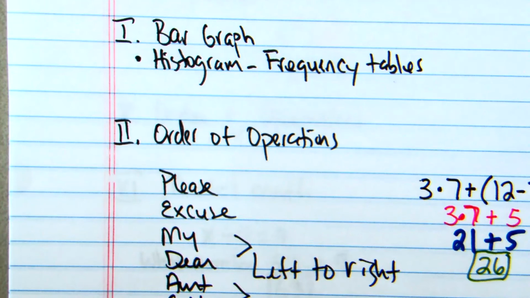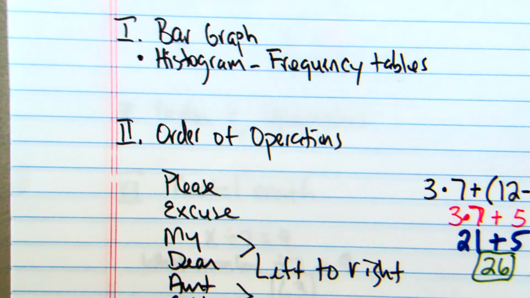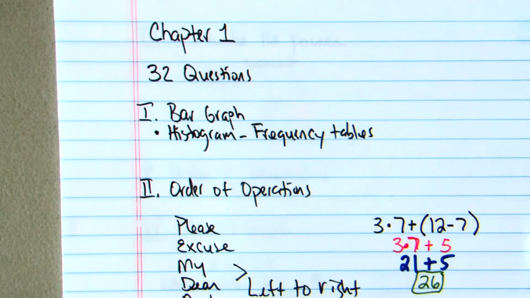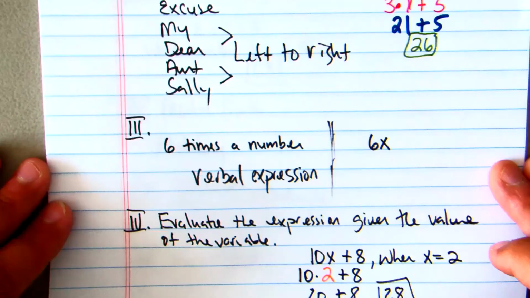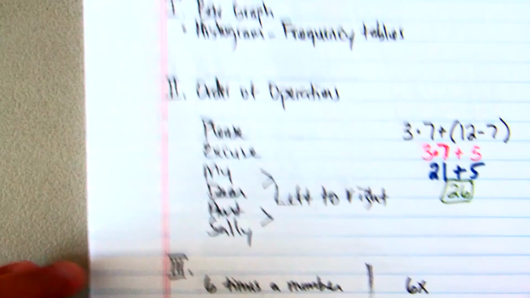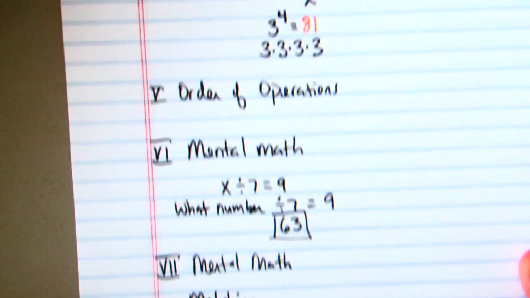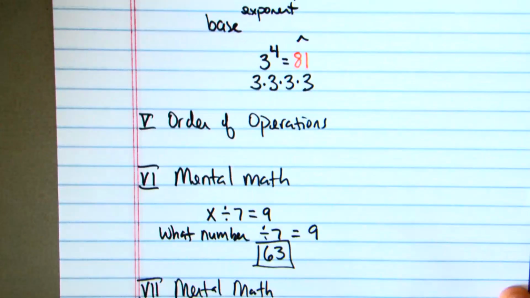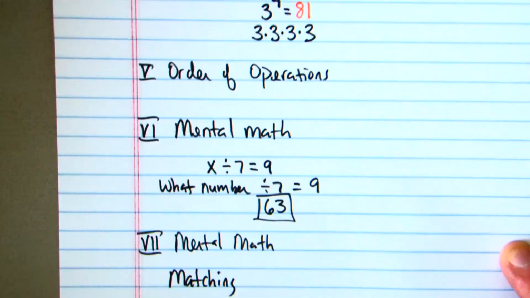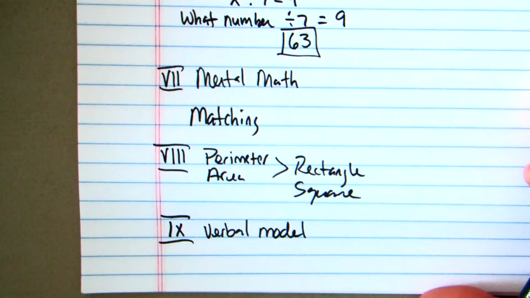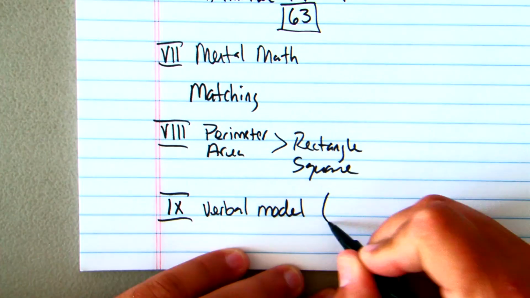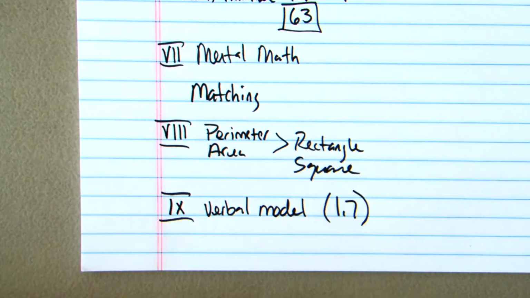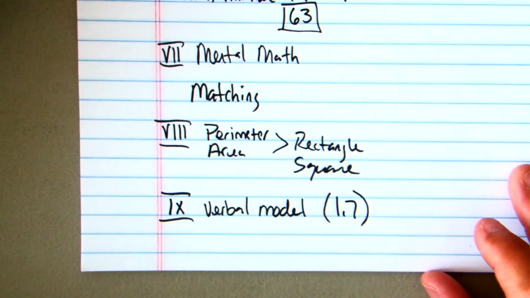So in a nutshell, you're looking at the Chapter 1 test, 32 questions, and it covers bar graph, order of operations, some matching with some verbal expressions, evaluate the power, section 4, order of operations again, and 2 sections on mental math, 1 of which is matching. Then perimeter and area, finding that of a rectangle and a square. And lastly, working with the verbal model or problem solving, which comes from section 1.7 if you're a little bit confused on it. But I think everybody should be pretty prepared for it.